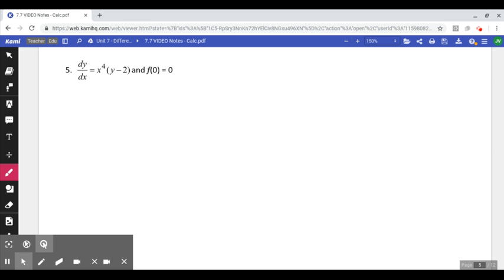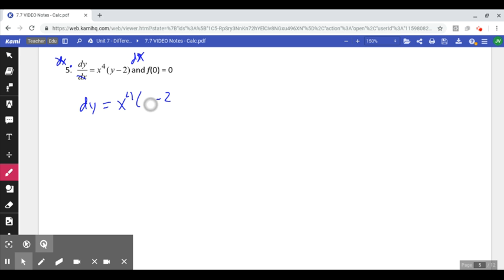In example 5, we're given a differential equation which has both x and y on the right-hand side and also an initial condition. So the first thing we're going to do is separate our variables. I'm going to show each step for this one on its own so that you can see how this works. I'm just going to multiply each side by dx, and the dx's will cancel on the left, leaving us with dy is equal to x to the fourth times y minus 2.